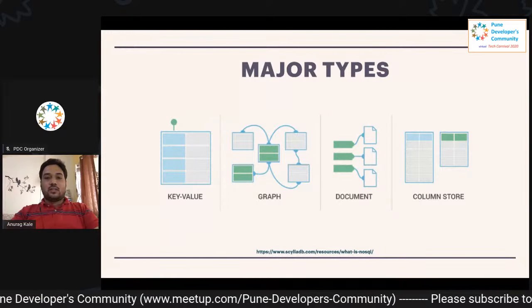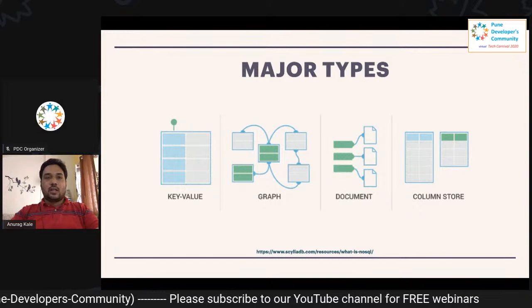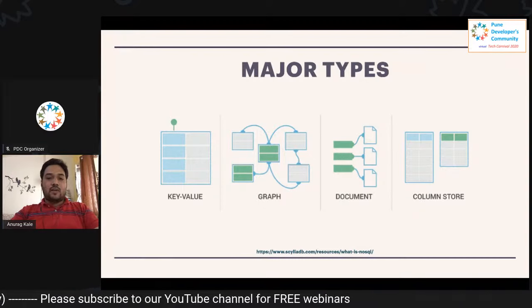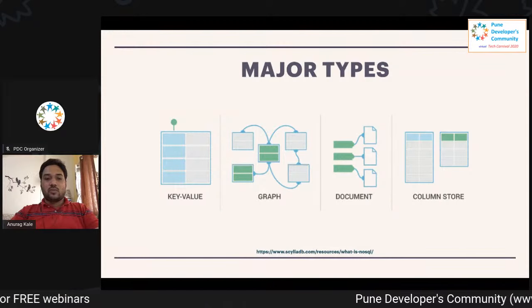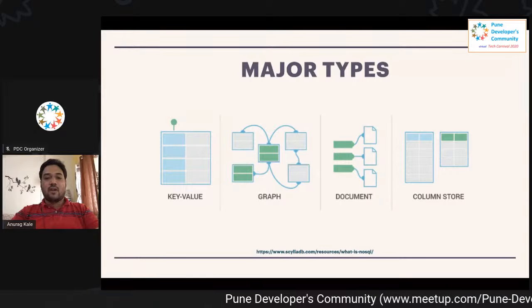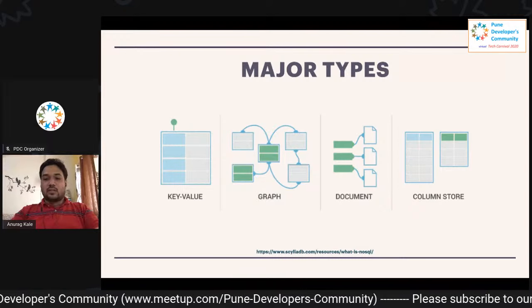Like I said, DynamoDB started as a key value store, but if you look at the documentation on the AWS website right now, you will see that they say it's a key value and document store. The reason for it we will discuss as we go along.